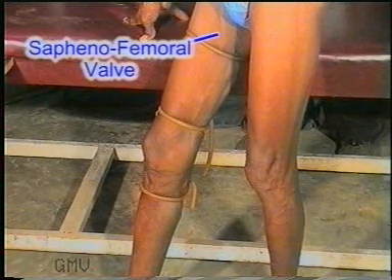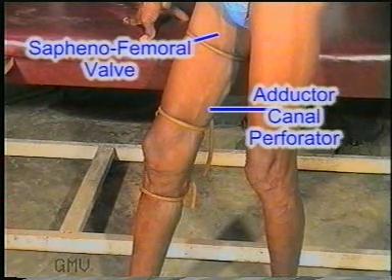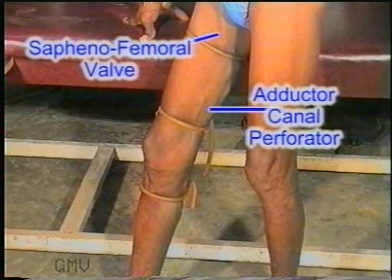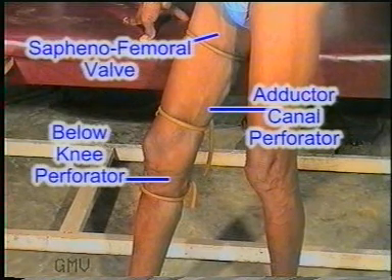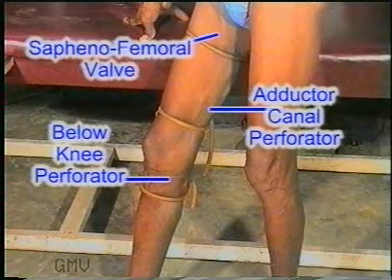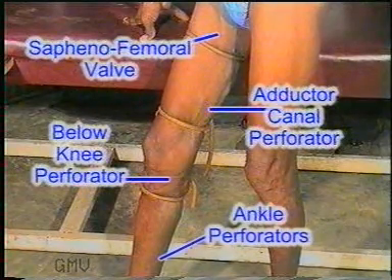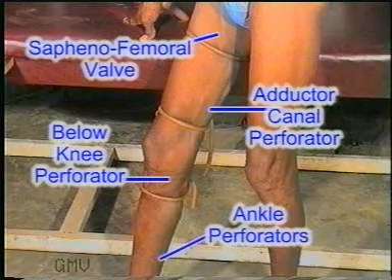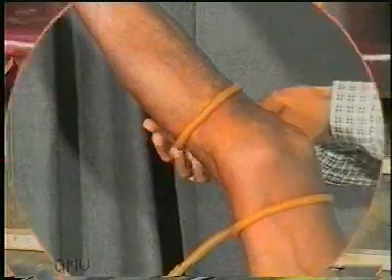The saphenofemoral valve above the first tourniquet, the mid-thigh perforator in adductor canal between the first and the second tourniquets, the below knee perforator between the second and third tourniquets, and the ankle perforators below the third tourniquet. The tourniquets should be just tight enough to occlude only the superficial veins.